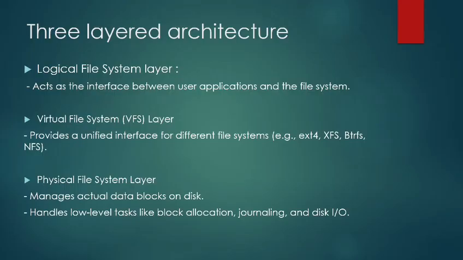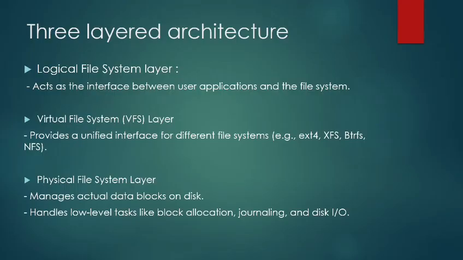Next, we have the physical file system layer, which is very important. It manages the actual data blocks on disk, deciding which data needs to be put on which blocks and which partitions. Everything is decided by the physical file system layer. It handles low-level tasks like block allocation, journaling, and disk I/O. It directly interacts with the storage hardware: HDD, SSD, USB.